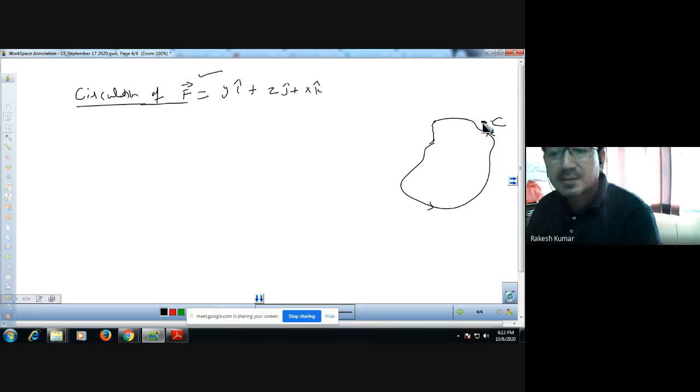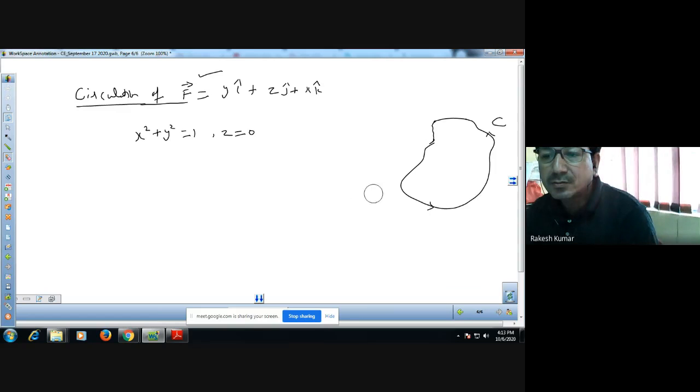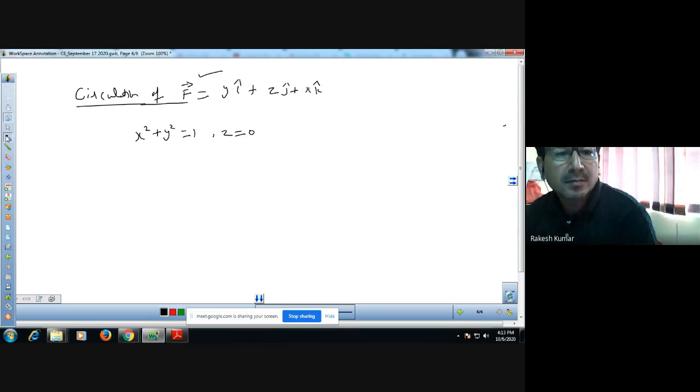Okay, C is not like that. C is given to us as the equation of a cylinder. So this is not your C in this case, so I am going to erase this. Your C is the equation of a cylinder, so let us plot the cylinder.